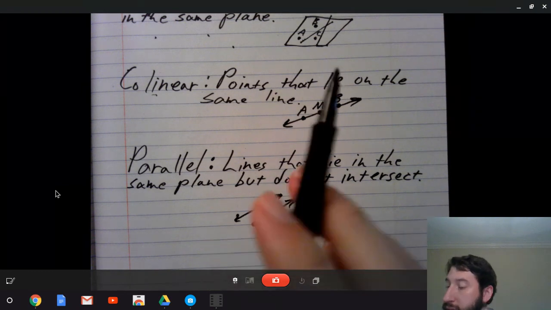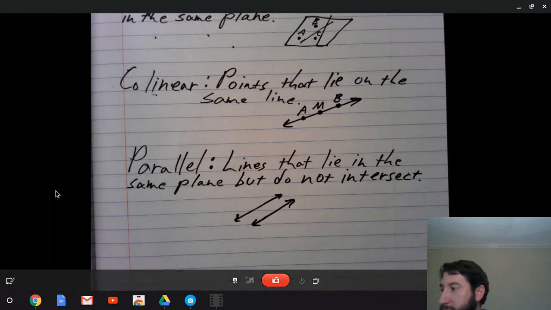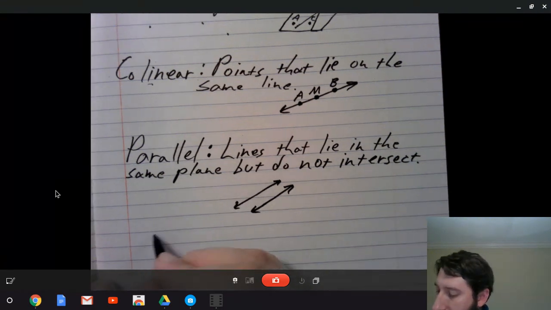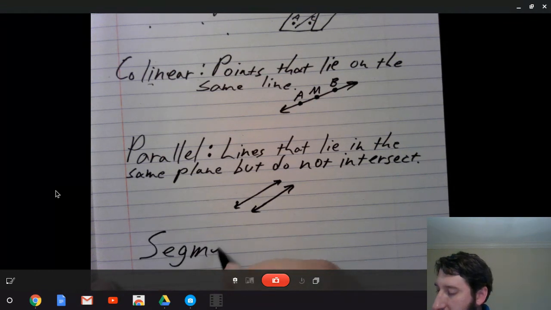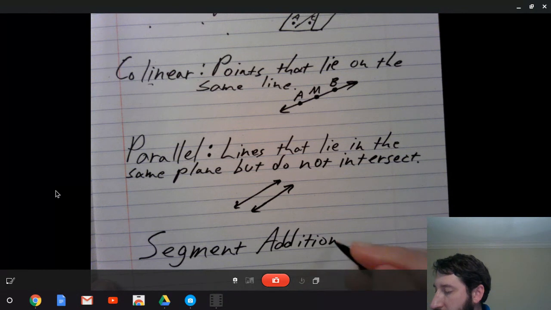So we have our definitions. One more thing I have to go over. That's going to be our first major postulate. And we have a special name for it called segment addition postulate.